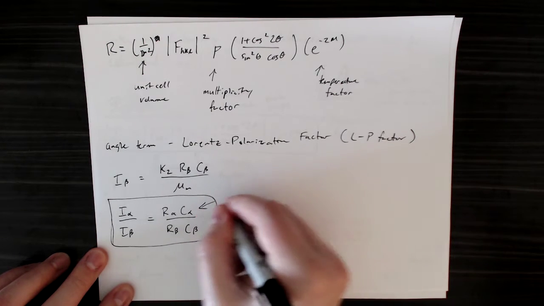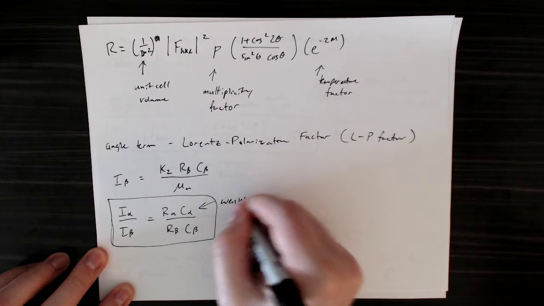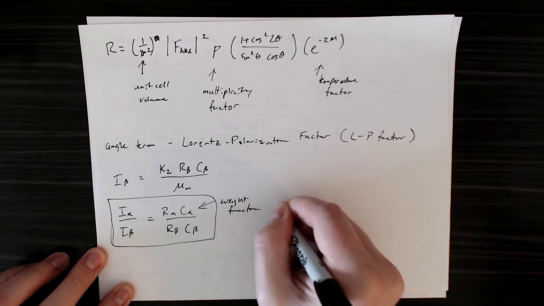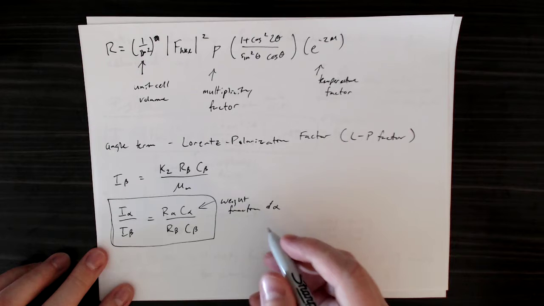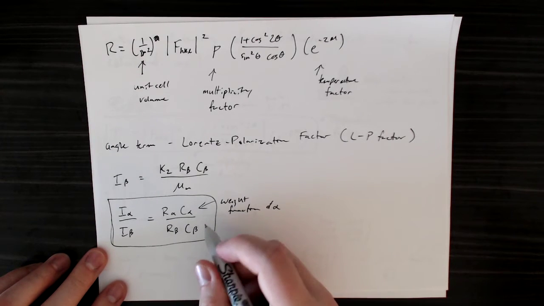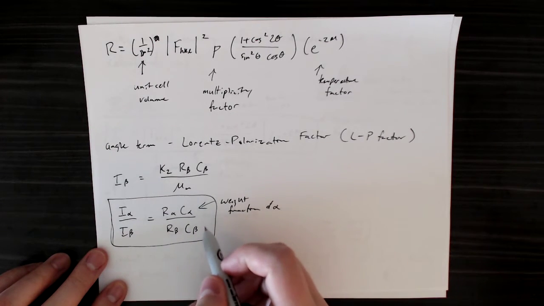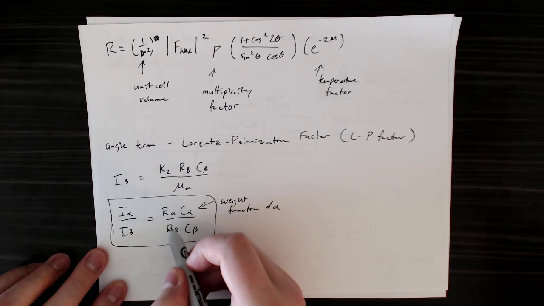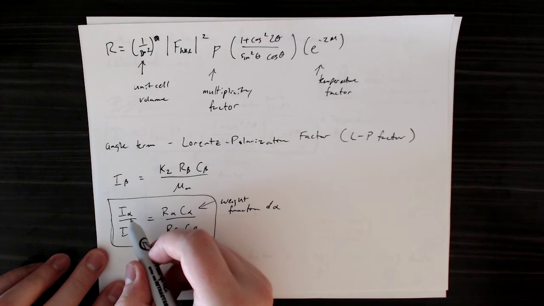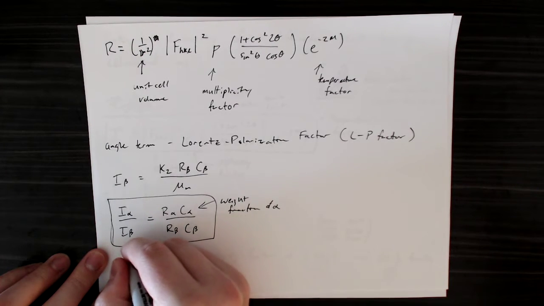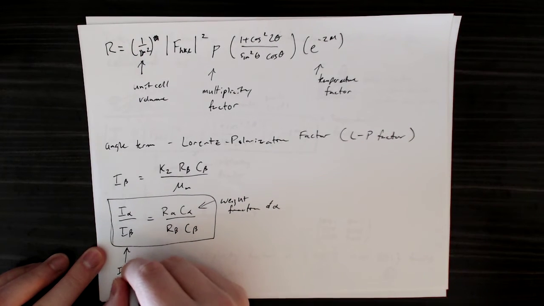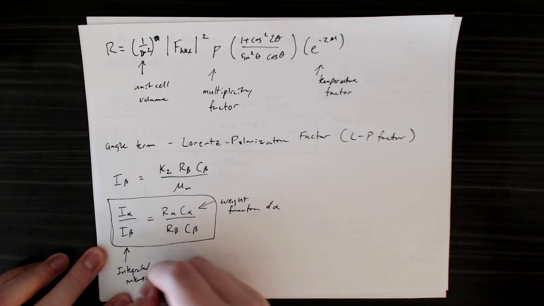So these are the weight fraction of alpha. Alpha is just one of the two phases, and same thing for beta. Those are related to these R values for the respective phases, and to the intensity for those respective phases. Both of these are what we call integrated intensity, so the area underneath the curve.